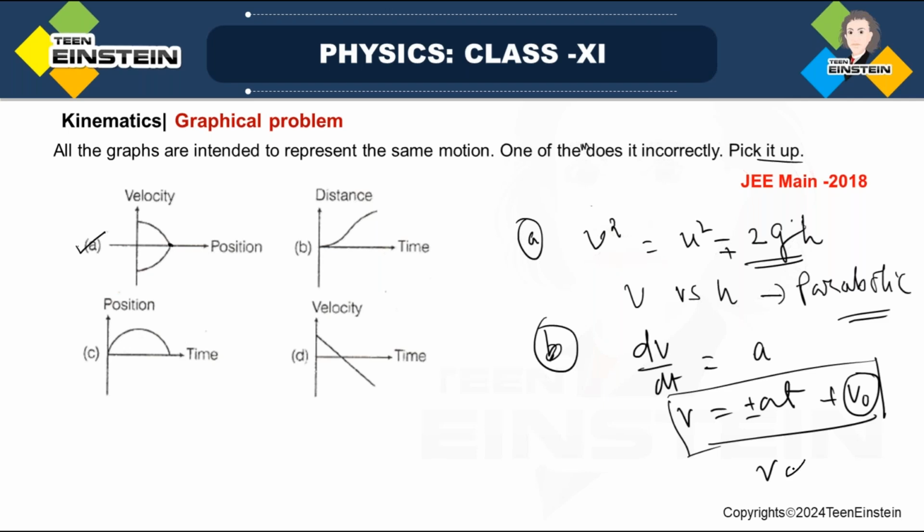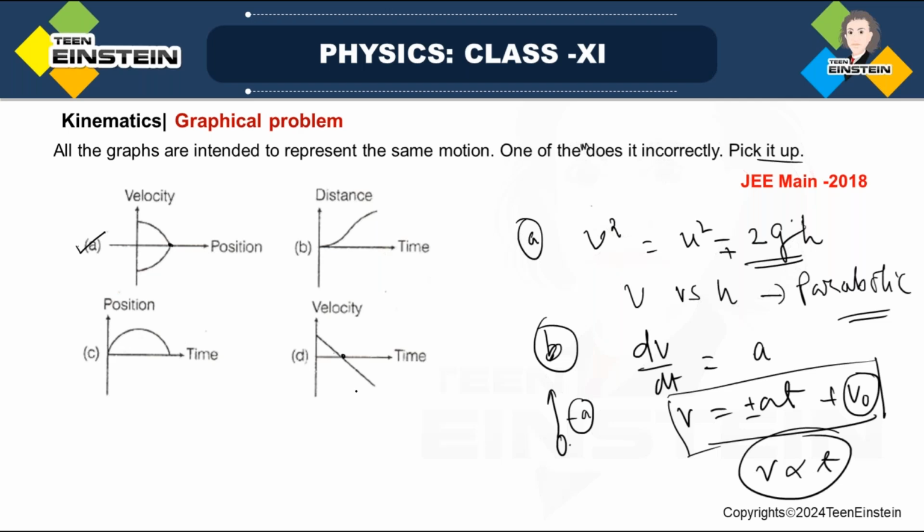So v is directly proportional to t. And as I said, if it is thrown upward, we have to take negative acceleration, so the velocity decreases linearly. At a certain maximum height, the velocity becomes 0, and then in the opposite direction it will increase. So this option also represents the same thing.